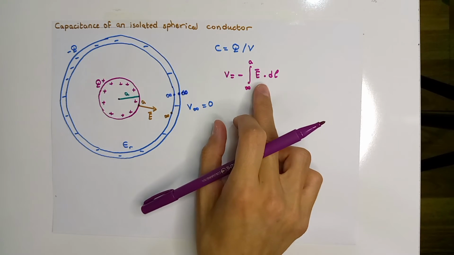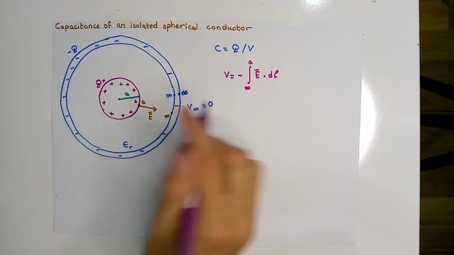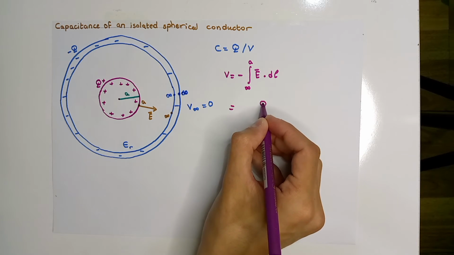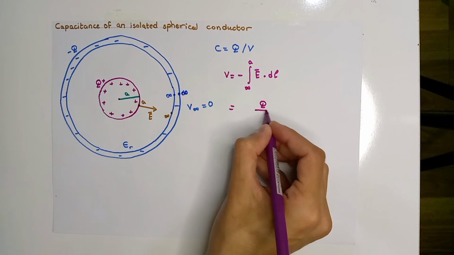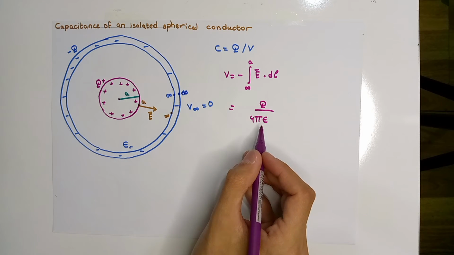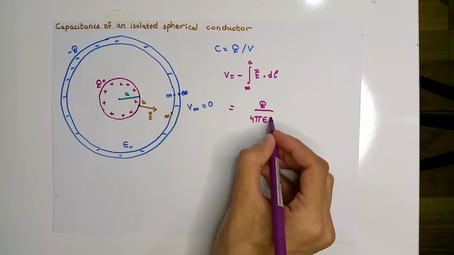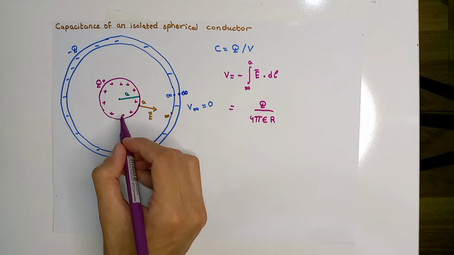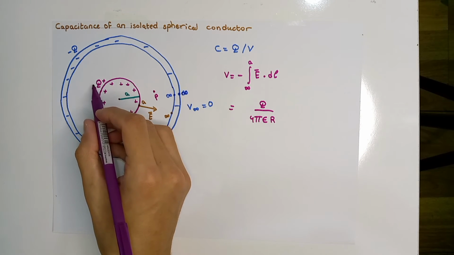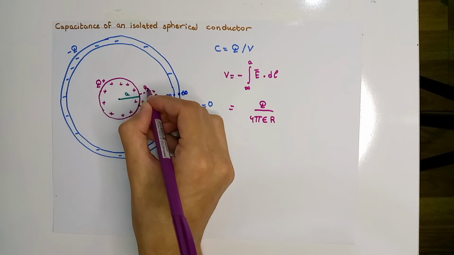Now what is the equation of the electric field? The electric field is given by the most basic equation we all know: Q, the charge inside this spherical shell, divided by 4 pi epsilon, where epsilon is the product of epsilon sub 0, the permittivity of free space, and epsilon sub r, the relative permittivity of the dielectric, times r squared, where r is the distance between some point P and the surface of the spherical shell.